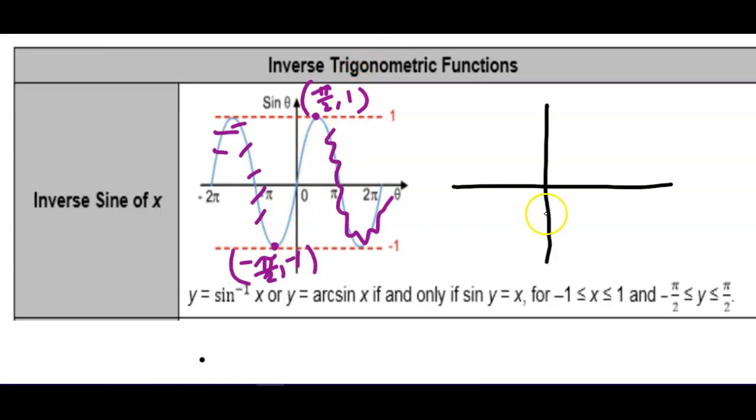So what happens when we do the inverse is that the x and y ordered pairs reverse. So this becomes -1, negative pi over 2.